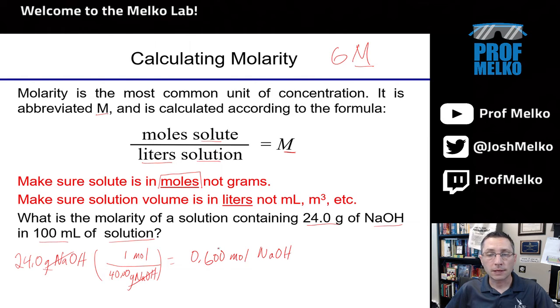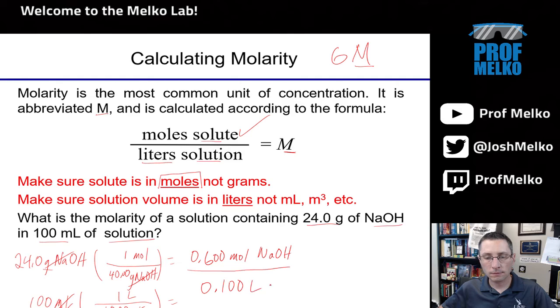So that's step 1. I've converted the solute from grams to moles. Done. I need liters of solution, 100 milliliters. Maybe you can do the conversion in your head, or you have to write out 100 milliliters converted to liters. Well, there's 1,000 milliliters in 1 liter. Milliliters goes away. 0.100 liters is 100 milliliters.